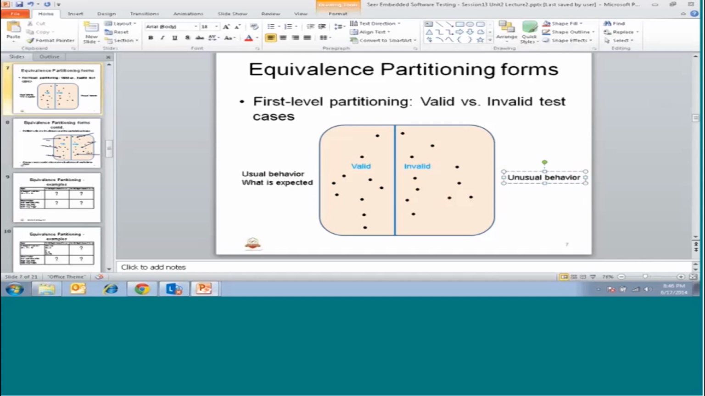I would say unusual behavior is other behavior than what is normally done when the system is executing normally. So this can be classified as invalid test cases. So two groups of valid and invalid test cases are there. These are all coming under equivalence partition. As a result of equivalence partitioning, we are going to have two types of partitioning, valid and invalid.